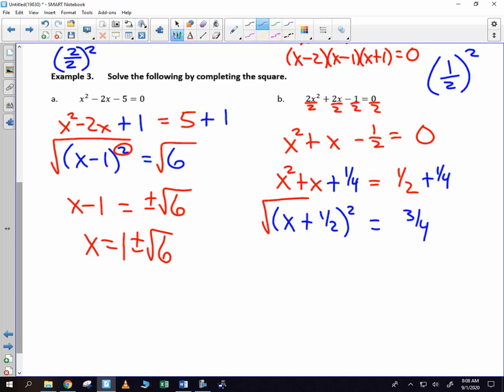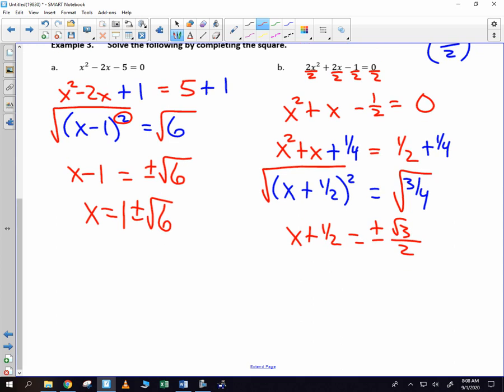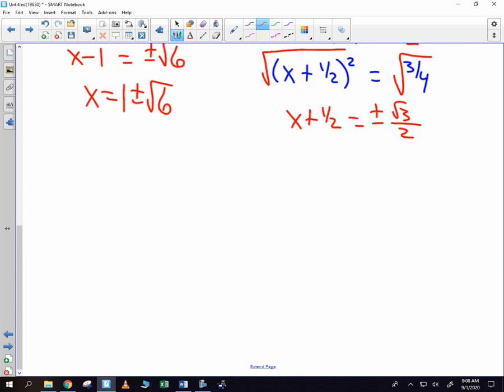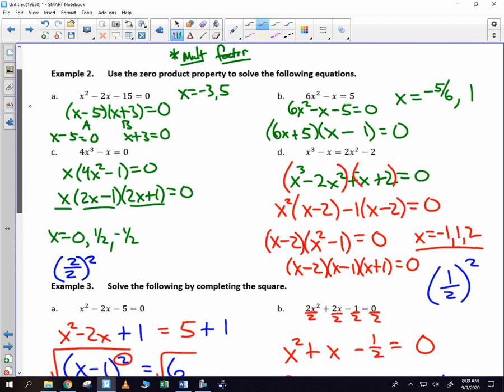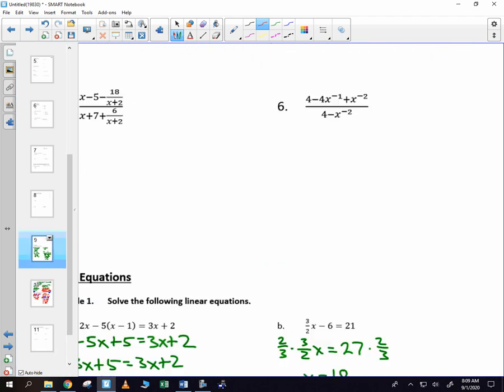Go ahead and take the square root of both sides. And I get x plus 1/2 is equal to plus or minus the root of 3 over 2. Now we subtract the 1/2. x is equal to negative 1/2 plus or minus the root of 3 over 2. Or you could just write it as negative 1 plus or minus the root of 3 all over 2, as they do have the same denominator. And that's your result.